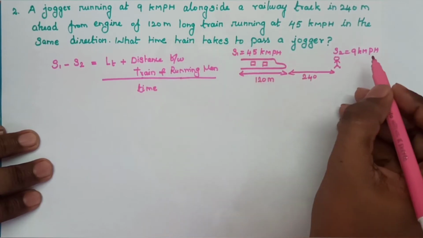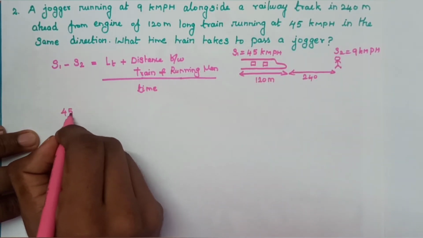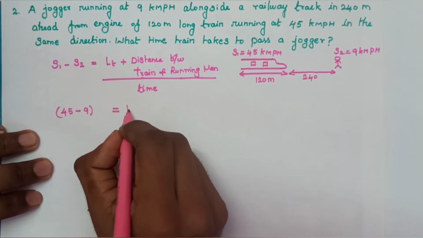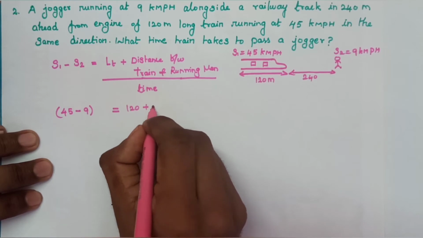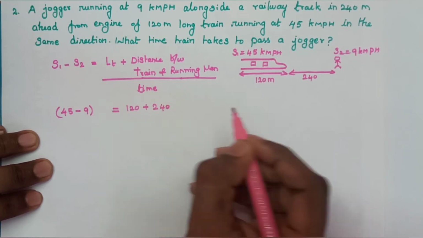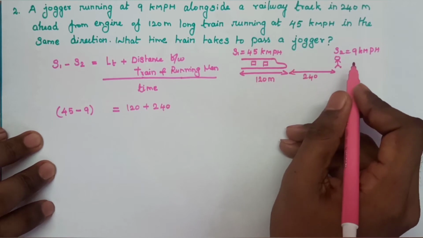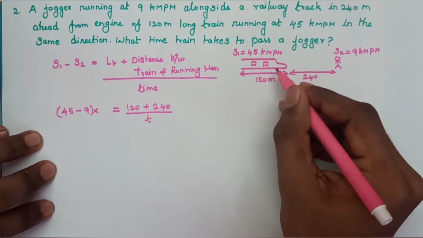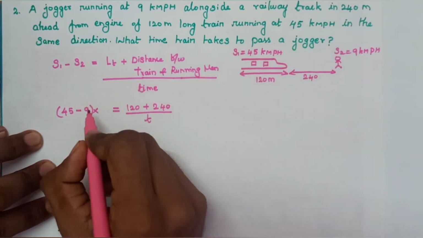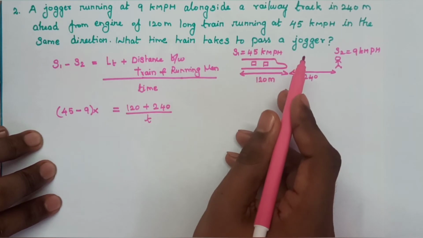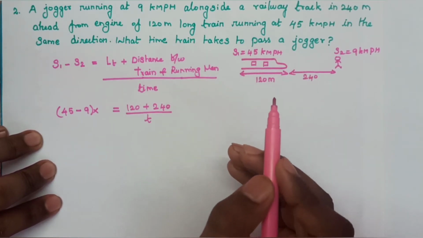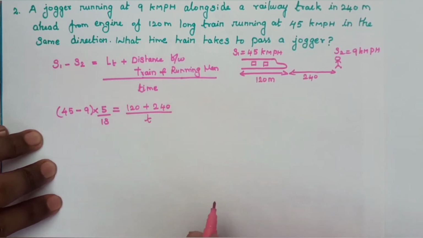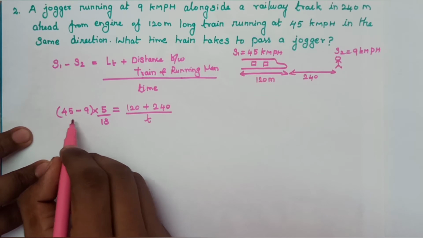For S1 is 45, S2 is 9. 45 minus 9 is equal to the length of the train, 120 meter, plus 240 meter, the distance between the train's front position and the running man, and we have to find the time here, right? Here the distance is in meter, so we have to convert the speed from kilometer per hour into meter per second. So obviously just multiply with 5 by 18, that's it. And here 45 minus 9 is what? 36.